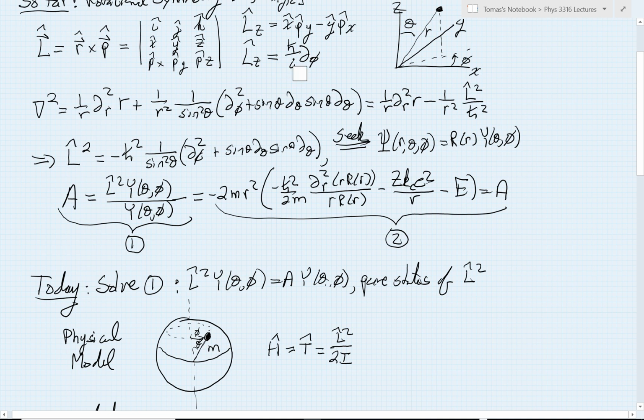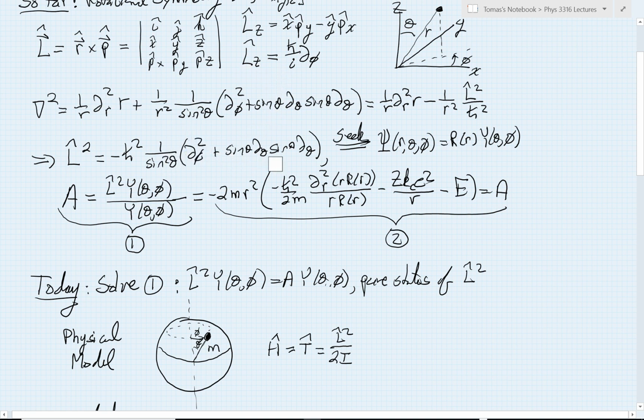Notice that d by d phi is a partial derivative. By its very definition, the partial derivative with respect to phi treats theta as though it were a constant. So this sine squared theta, while I'm dealing with the LZ operator, is treated as a constant. And because derivatives commute with constants, you can always pull a constant out of a derivative. We know d by d phi will also commute with the sine squared theta part. So LZ commutes with the first piece of L squared.